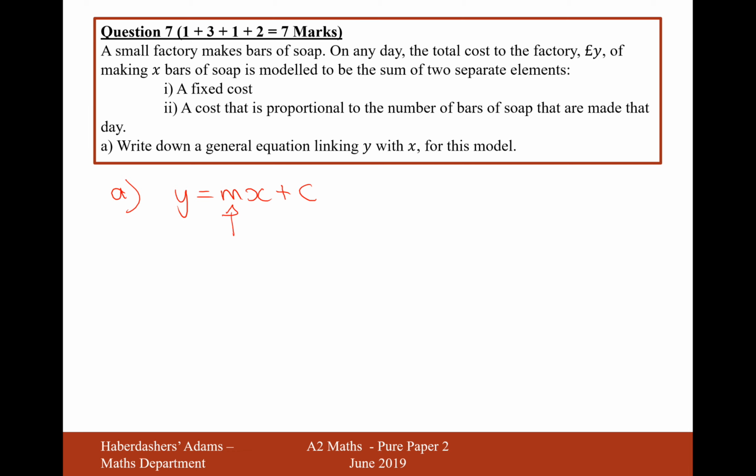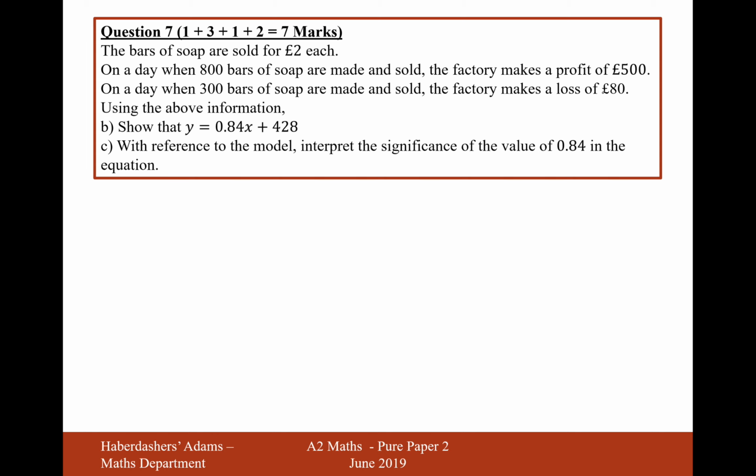So m is effectively the variable cost, and C is the fixed cost, which you're always going to incur no matter how many bars of soap you make. For example, employing your employees, or the warehouse or factory in which you're making your bars of soap. So this is effectively the variable cost, and this here is effectively the fixed costs. Okay, so it's a y equals mx plus c model for the costs. Let's now move on to part B.